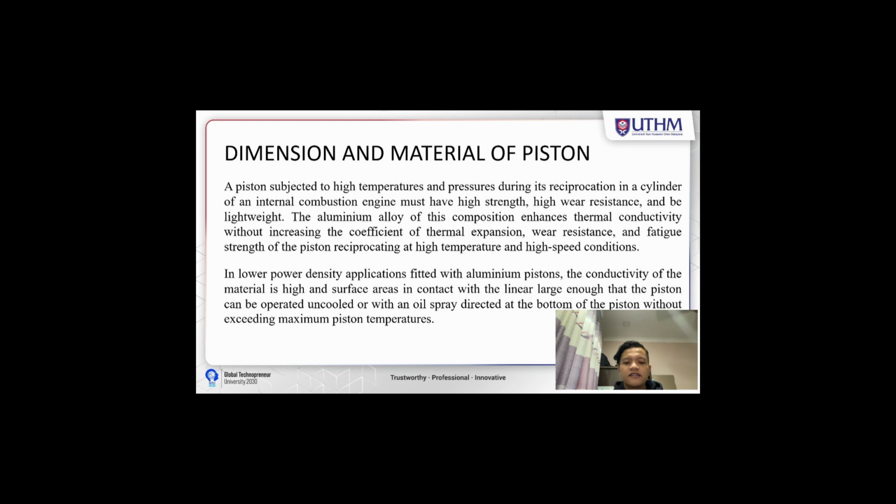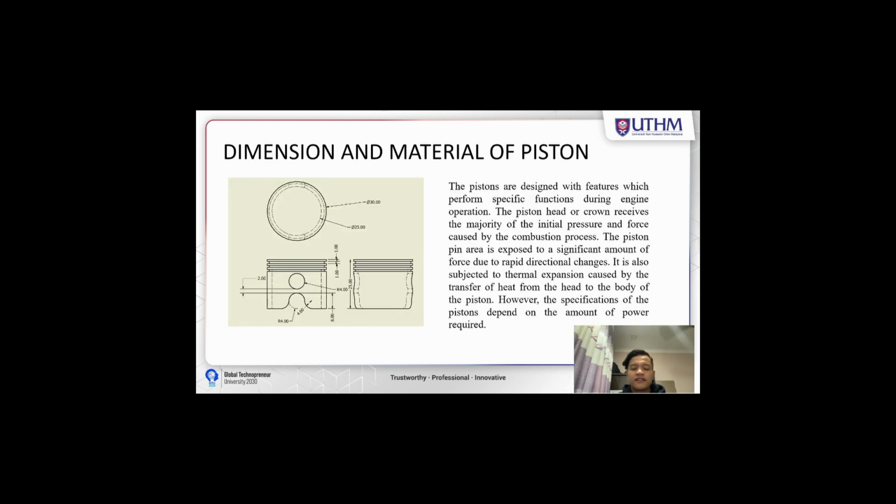In lower power density applications fitted with aluminium pistons, the conductivity of the material is high and the surface areas in contact with the liner are large enough that the piston can be operated uncooled or with an oil spray directed at the bottom of the piston without exceeding maximum piston temperatures. These are examples of the dimensions for the pistons that can be manufactured. The pistons are designed with features which perform specific functions during engine operation.